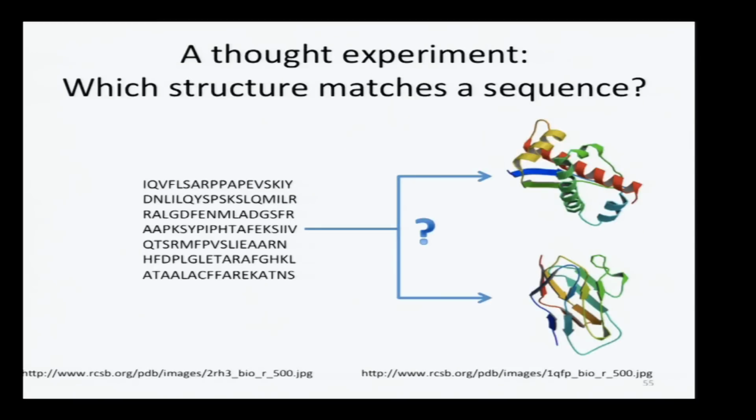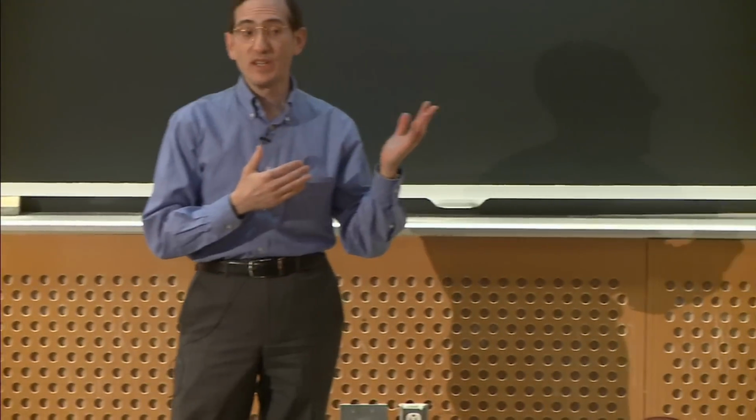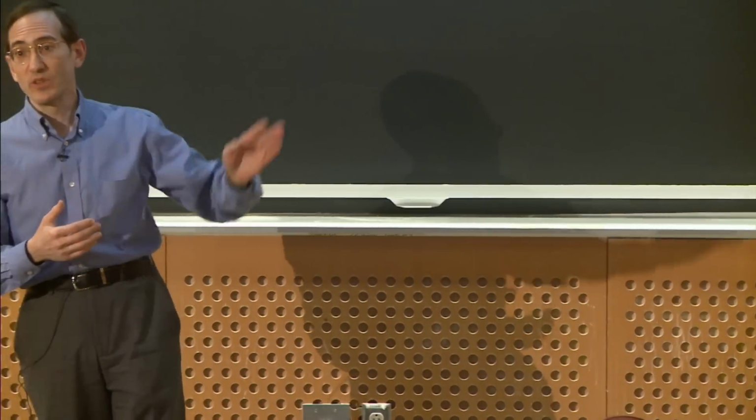All right, so let's start with a little thought experiment as we try to get into some of these prediction algorithms. So I have a sequence. It's about 100 amino acids long. And here are two protein structures. One is predominantly alpha helical, one is predominantly beta sheet. How could I tell? This is not a rhetorical question. I want you to think for a second. How could I tell whether this sequence prefers the structure on the top or the structure on the bottom?